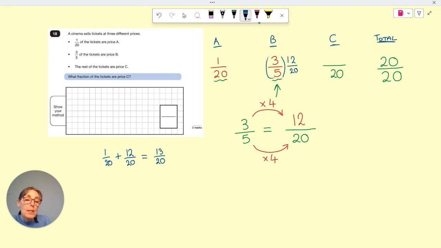So the rest of them are price C. So we've got the total 20 20ths, and we've got the price tickets A and B. We've got 1 and 12, which is 13 20ths. And we're going to have a denominator of 20, and our numerator is 20 take away 13, which is 7. So I think this is going to be 7 20ths. And we can't simplify that any further because 7 is a prime number. So the answer here is 7 20ths.